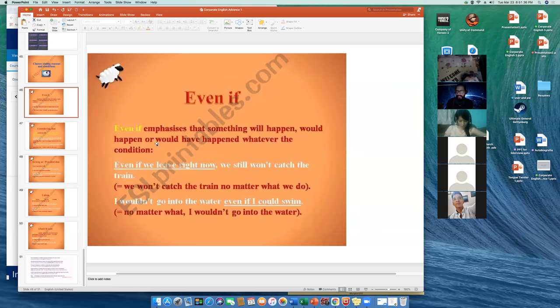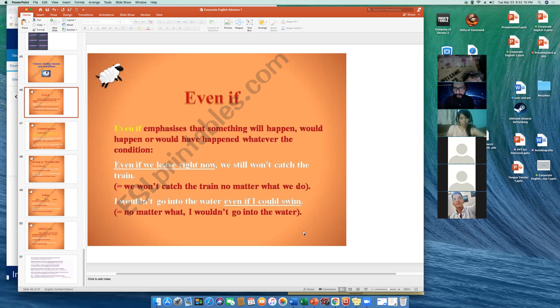I'm sorry, let me go ahead. If you guys are reading, taking you guys back a little bit, the first word that we see is even if. Now, when you use even if, this means that something will happen, would happen or would have happened, whatever the condition. Even if we leave right now, we still won't catch the train. I wouldn't go into the water even if I could swim. So no matter what, right? When you guys are using even if, whatever you're saying is not going to happen.